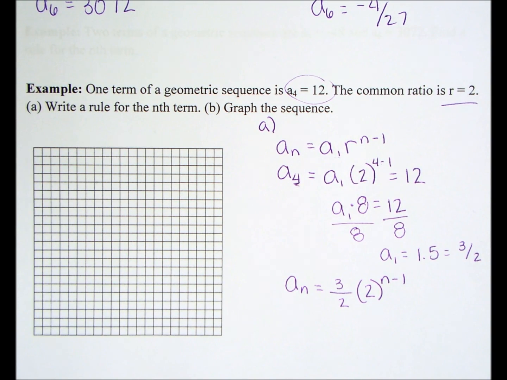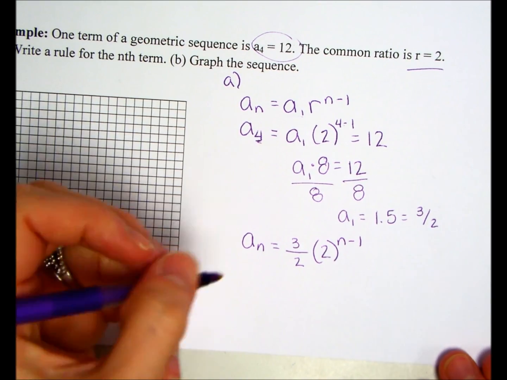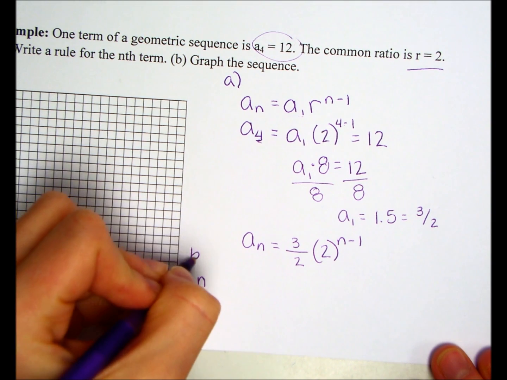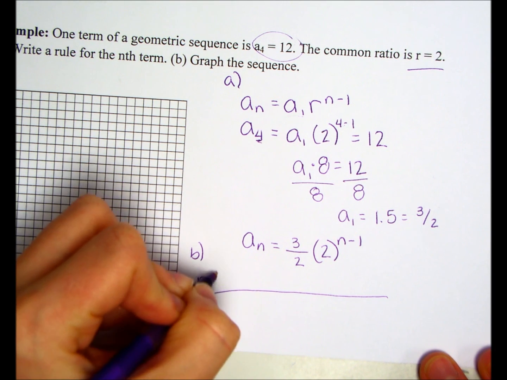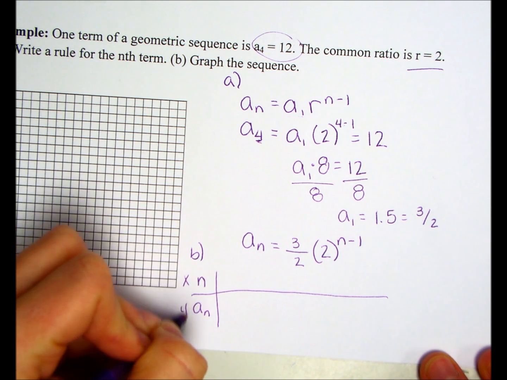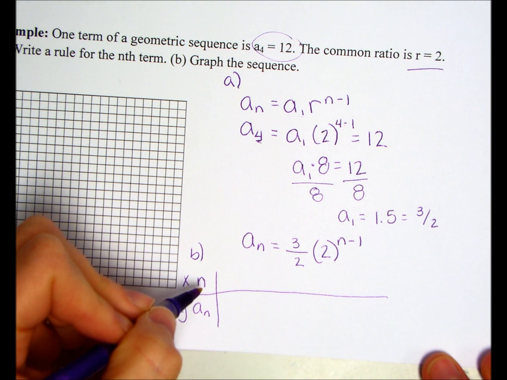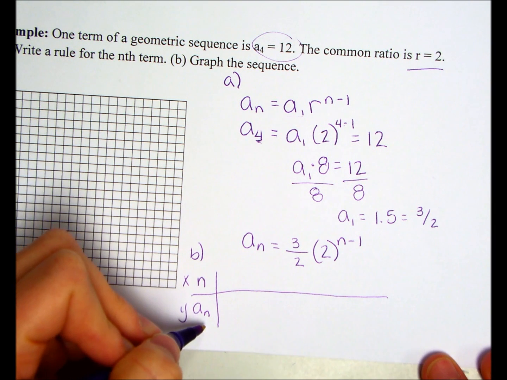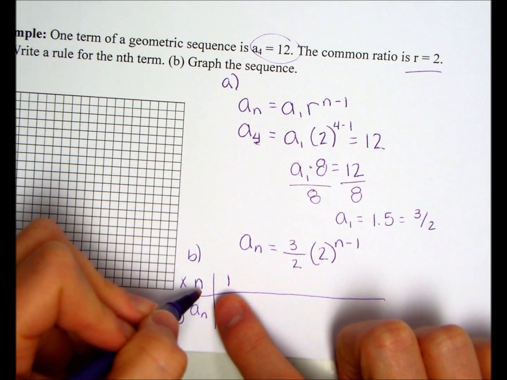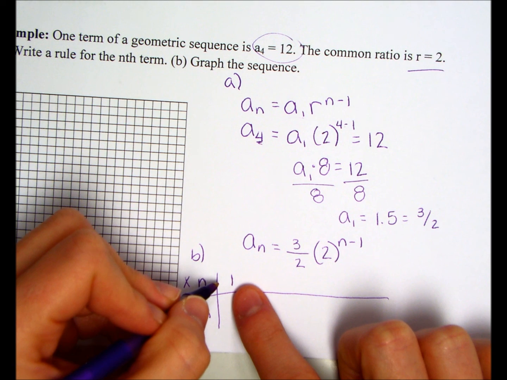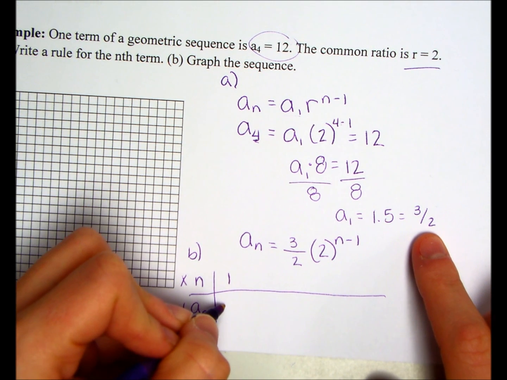We had to work a little bit backwards here to get what the first term was to get the rule for the sequence. Now, they ask us to graph the sequence. Say this is part B, I separated it out as these are my x's and these are my y's. X represents the number you're plugging in, y represents the number you get out. So if I plug in 1 into this term, I know what the first term is. That's a sub 1, which I found out to be 3 halves, or 1.5.